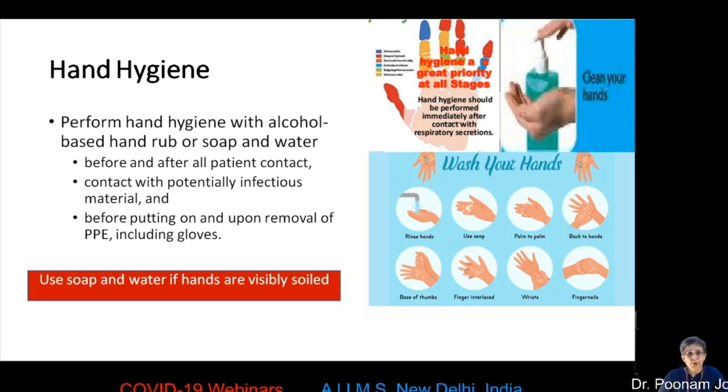So hand hygiene should be performed immediately after contact with respiratory secretions and as and when you feel that you have touched the patient or the patient's belongings, which act as fomites.